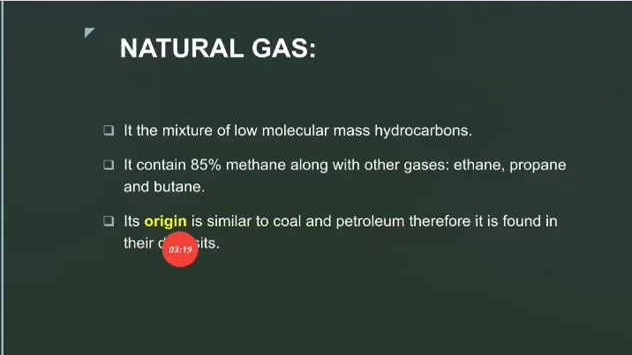Next is its origin. How does natural gas originate? Its origin is similar to that of coal and petroleum, therefore it is found in their deposits. It means that natural gas is also present along with the petroleum and coal. When you extract the petroleum or coal from its source, first natural gas will come out, then petroleum will come out. So natural gas is always present along their deposit.